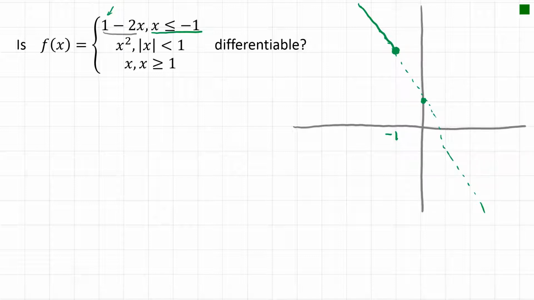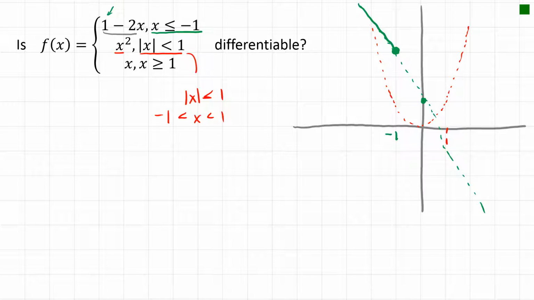The next piece of the function is a parabola, and it looks something like that. But it only applies when the absolute value of x is less than 1. This is the same meaning as x has to be between -1 and 1. So in the section between -1 and 1, we've got the parabola as the piece of the graph. So here we go. This is the piece that exists for this piecewise function. And it's hollow dots on the ends of this one because there is no equal sign in this inequality.